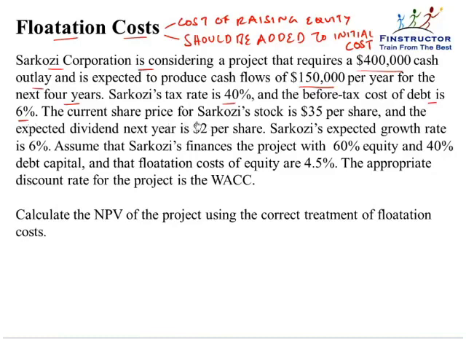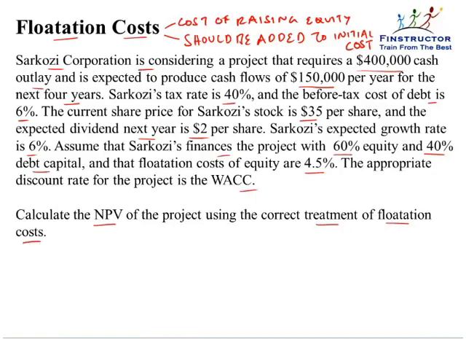The current share price for Sarkozy's stock is $35 per share, and the expected dividend next year is $2 per share. Sarkozy's expected growth rate is 6%. Assume that Sarkozy finances the project with 60% equity and 40% debt, and that the flotation costs of equity are 4.5%. The appropriate discount rate for the project is WACC. Calculate the NPV using the correct treatment of flotation costs.